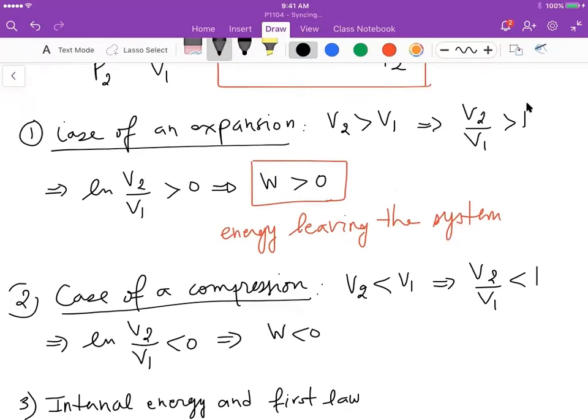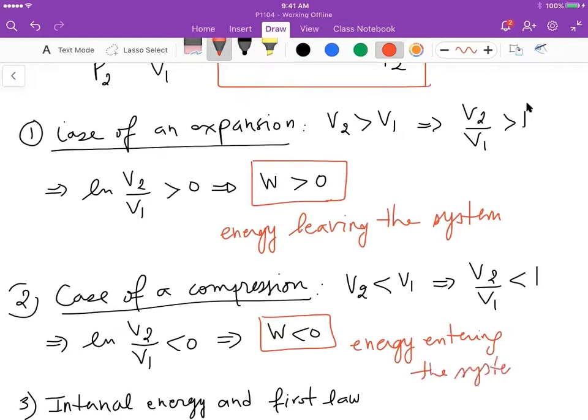And again, this is something that is expected because in this case, that means that the energy is entering the system, because this is the work done on the system by the surrounding. It means that energy is entering the system, not leaving the system.